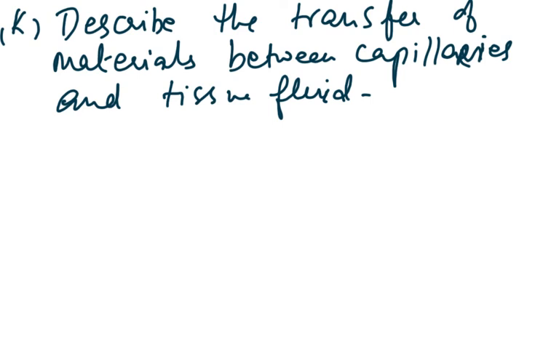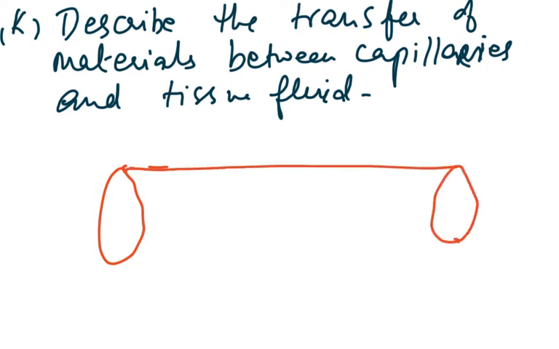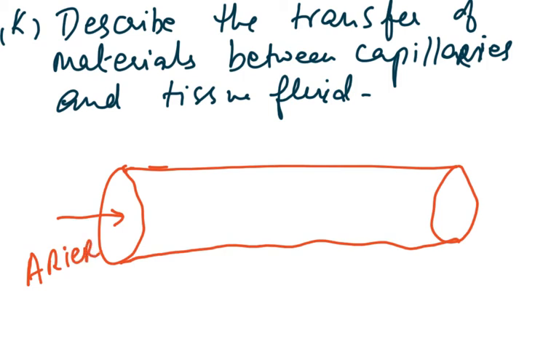Now the last syllabus point K is: describe the transfer of materials between capillaries and tissue fluid. Now what you've got to understand is that a capillary is one cell thick. So I'm just drawing this capillary. I'm not drawing the holes in the wall. So this is a capillary. Now this side is the arterial end. The arterial end carries blood at high pressure, while the venous end carries blood at low pressure.